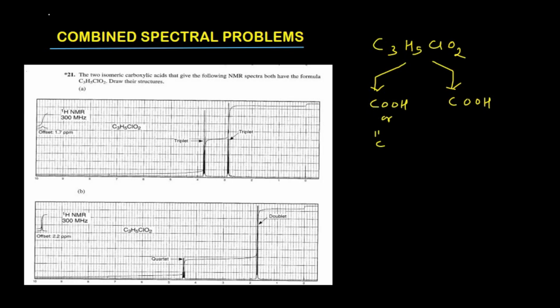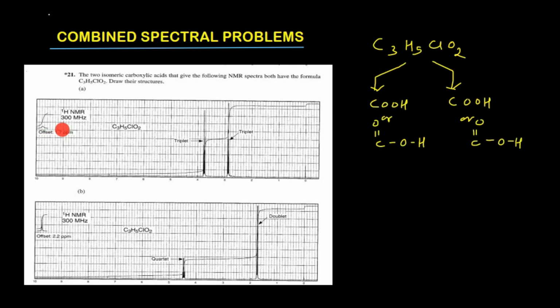The two isomeric carboxylic acids that give the following NMR spectra 1 and 2, both have the formula C3H5ClO2. Draw their most probable structures. The only thing given in the question is C3H5ClO2, and it is already given that these compounds are carboxylic acids. So one thing is sure: both have the COOH group, this functionality.